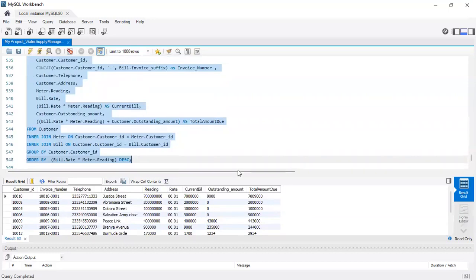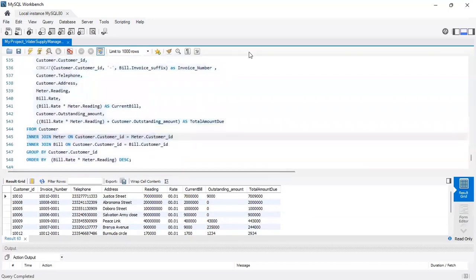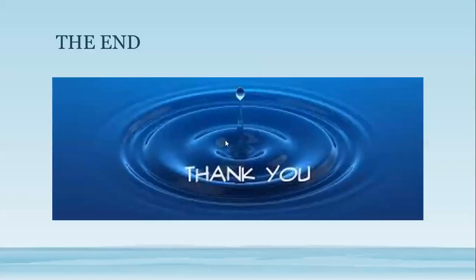We finally move on to the query that generates the bill of the customer. This is done by multiplying the bill rate by the readings on the particular customer's meter. We also did the concatenation of the customer ID and the invoice suffix here to create the invoice number. So here is the invoice number of the customers and the amounts they are supposed to pay. Because some customers had outstanding amounts, that's amounts they were owing the company, it was added to create a total amount due.